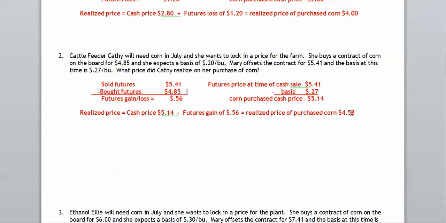Again, a faster way to do that, take our initial move, our price of our initial purchase minus ending basis, 485 minus 27 cents gives us 458.